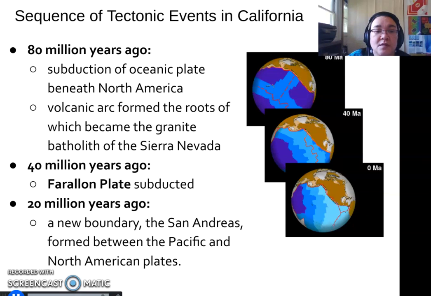Then 40 million years ago, the oceanic plate that was being subducted beneath the North American plate, which was called the Farallon Plate, was finally fully subducted beneath what is now California. And then between 20 and 30 million years ago, a new boundary formed in the area between the Pacific and North American plates. This is a transform boundary characterized by the San Andreas Fault.